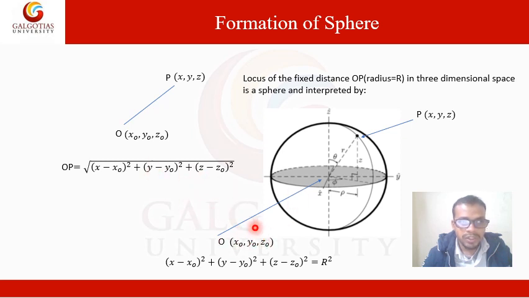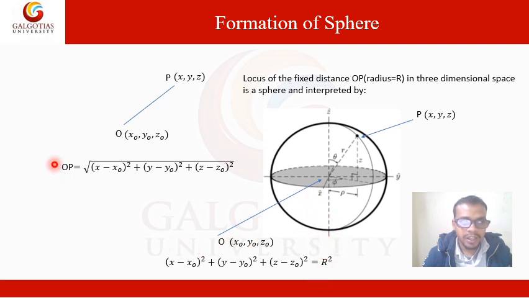This point O is called your center, and P is some point on your sphere, as I already told you. OP is your radius. As I told you in the last slide, the distance from the center to the surface is the radius, which is constant in each and every direction. So it is represented by the letter R.